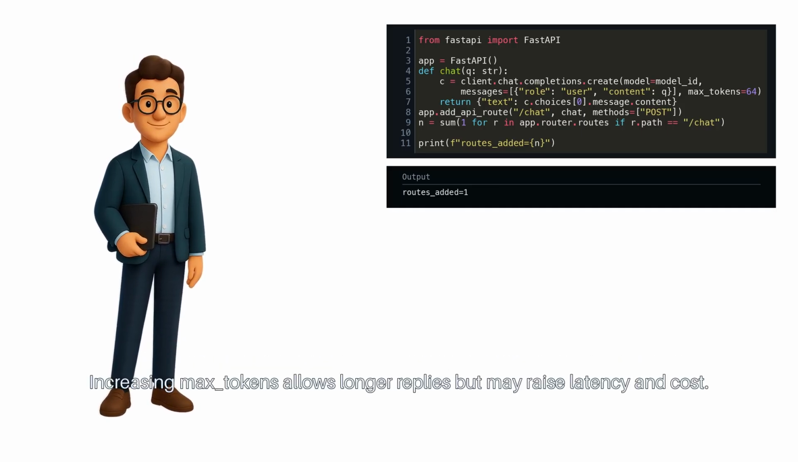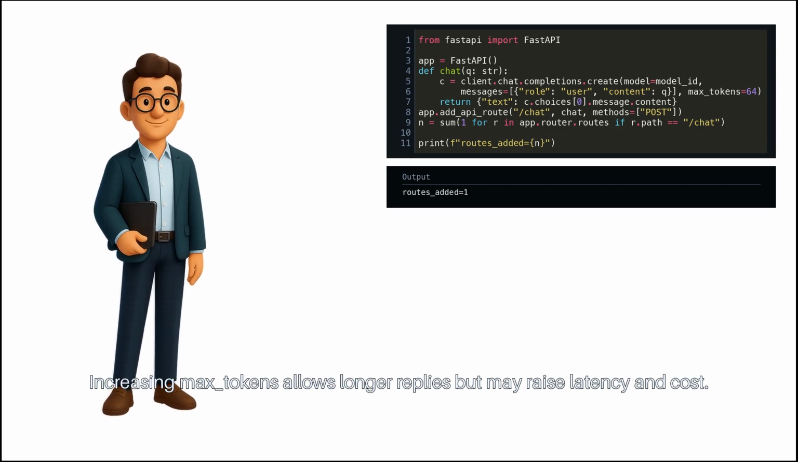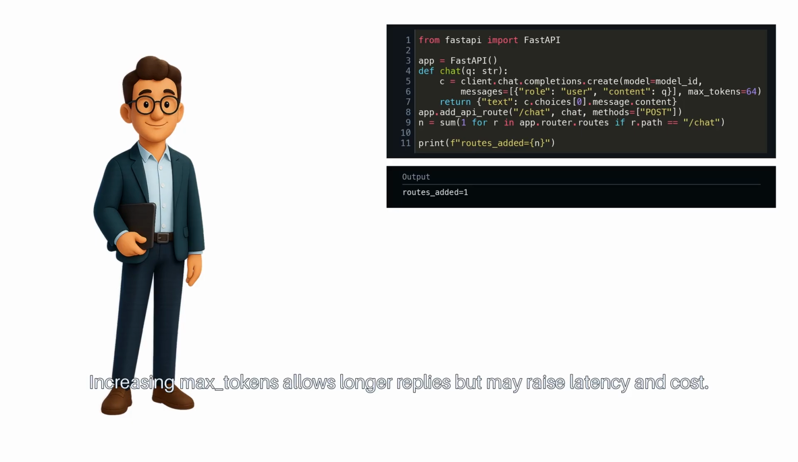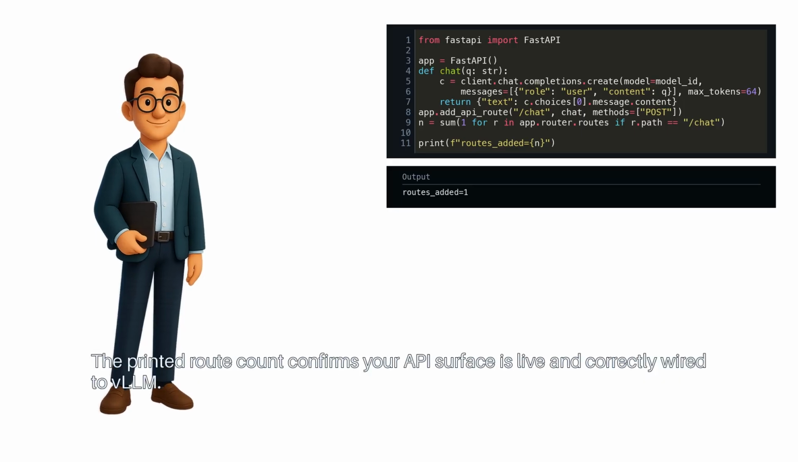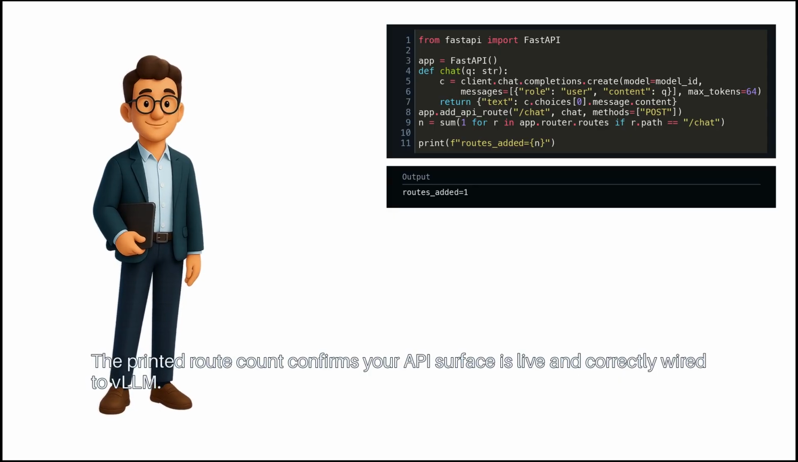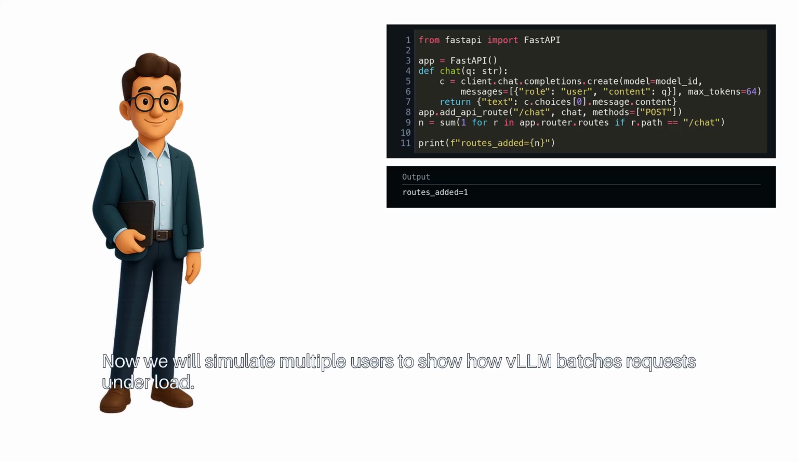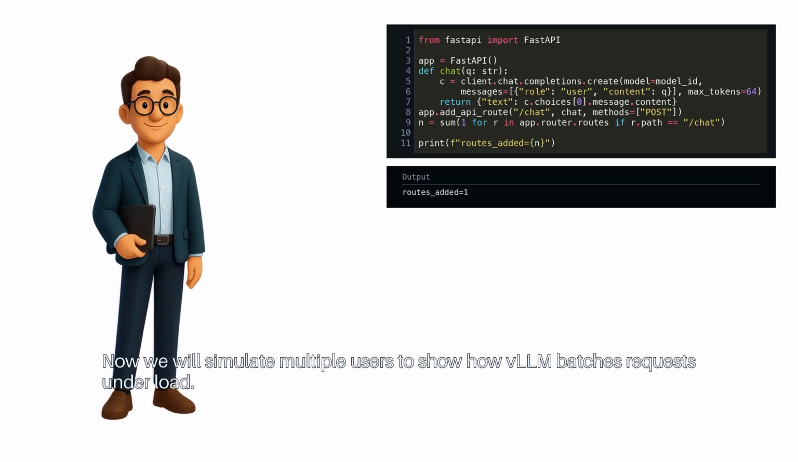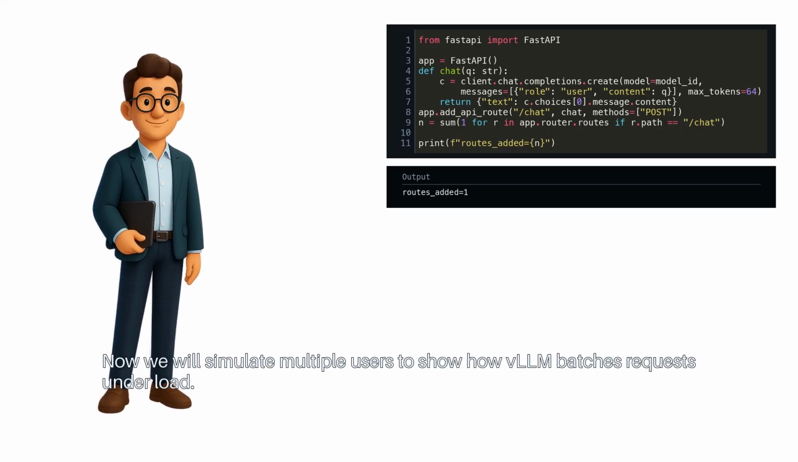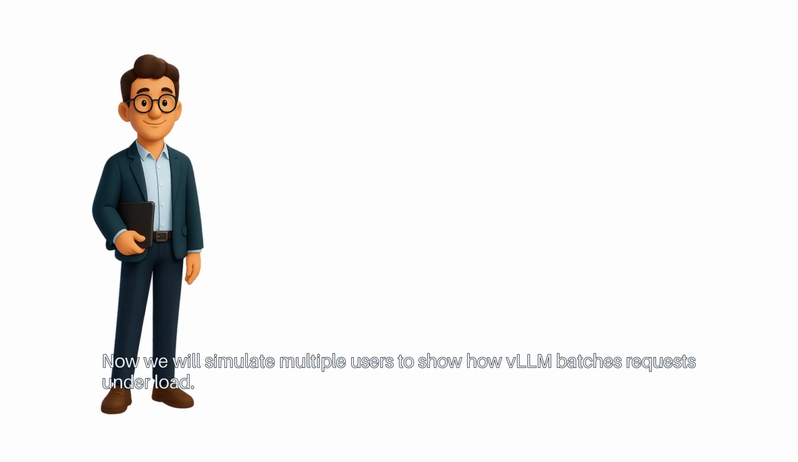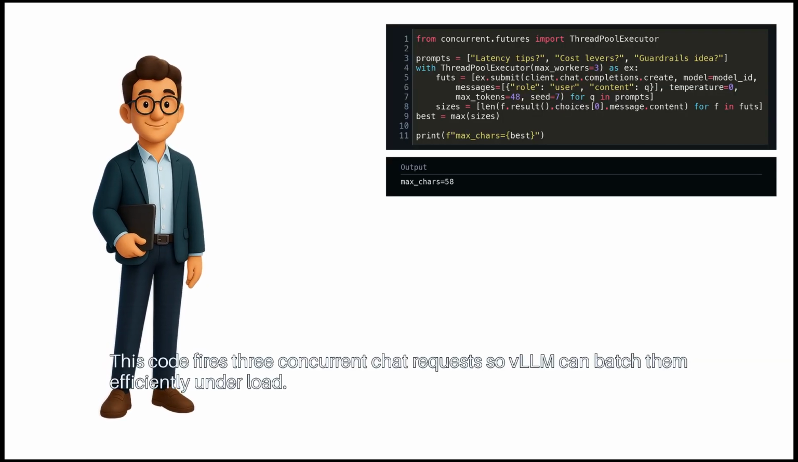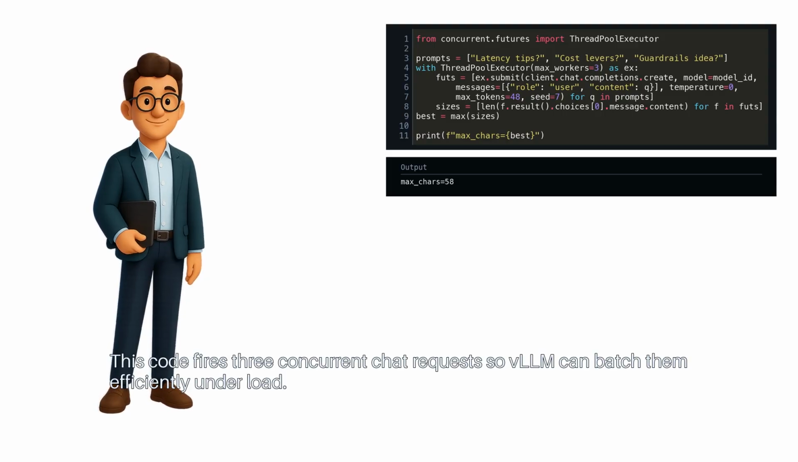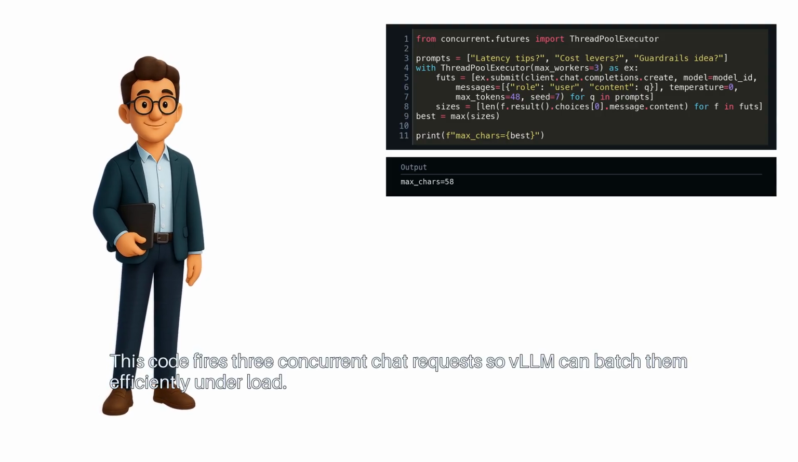Increasing max tokens allows longer replies, but may raise latency and cost. The printed route count confirms your API surface is live and correctly wired to vLLM. Now we will simulate multiple users to show how vLLM batches requests under load. This code fires 3 concurrent chat requests so vLLM can batch them efficiently under load.